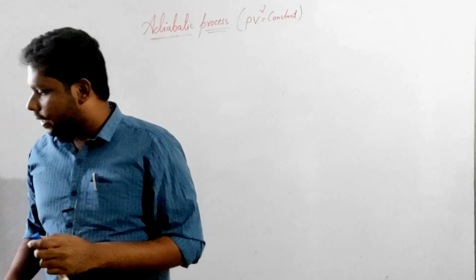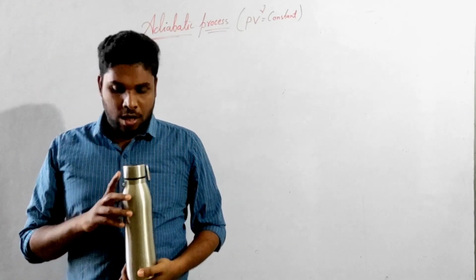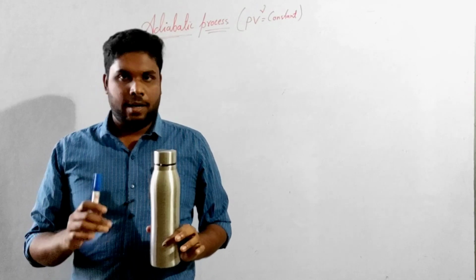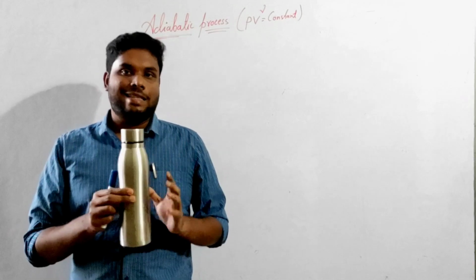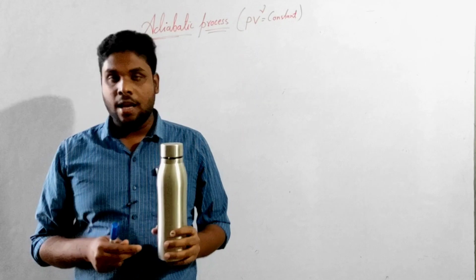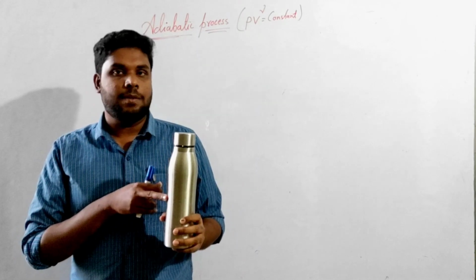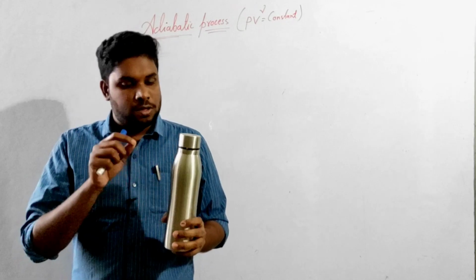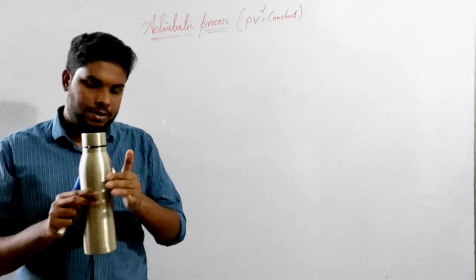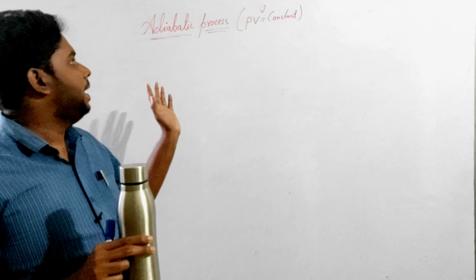Means what? I will give an example. Now consider this is a thermos flask. The thermos flask is generally used to keep the liquid at the desired temperature. So consider the inside fluid is at a high temperature, greater than the atmospheric temperature. So now there is no heat transfer between the fluid which is present inside the thermos flask and the surroundings. Such a process is called an adiabatic process. Means there is no heat transfer between the system and the surroundings.